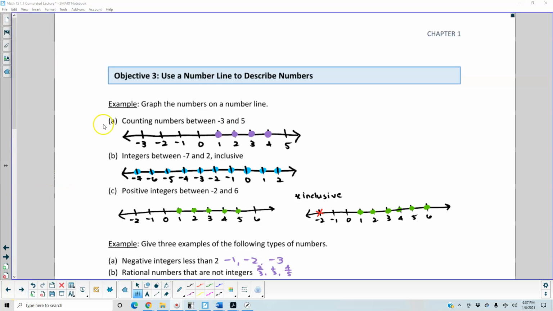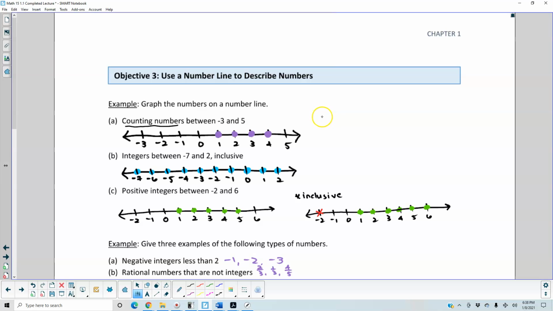Objective 3. Use a number line to describe numbers. So, example: graph the numbers on the number line. It says the counting numbers between -3 and 5. Okay, so when we look at the counting numbers between -3 and 5.